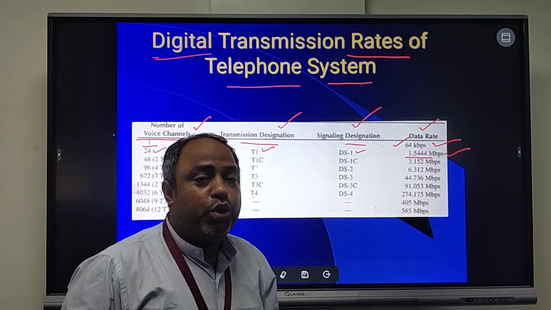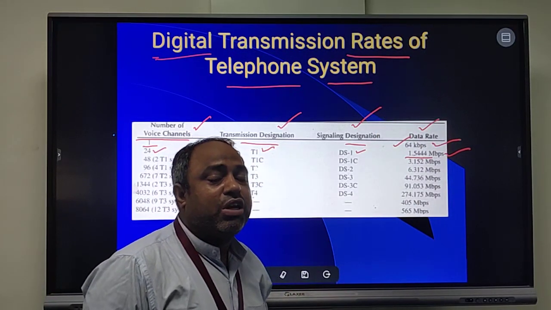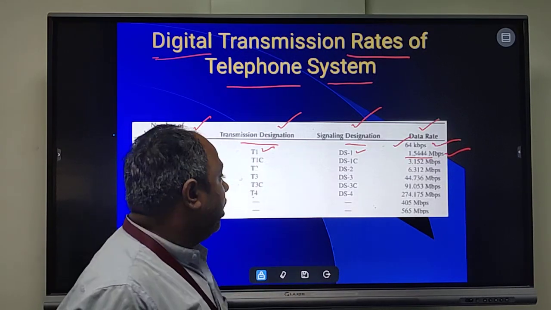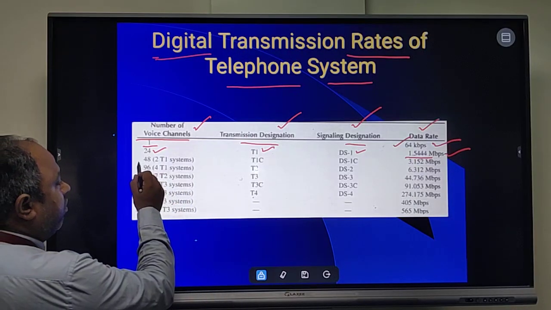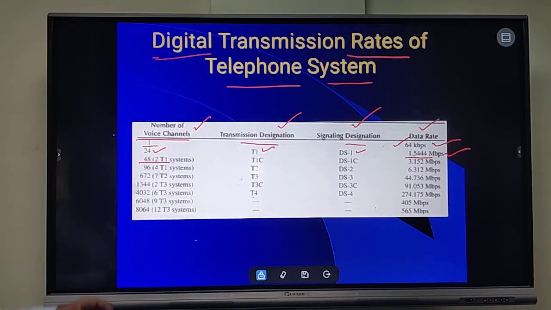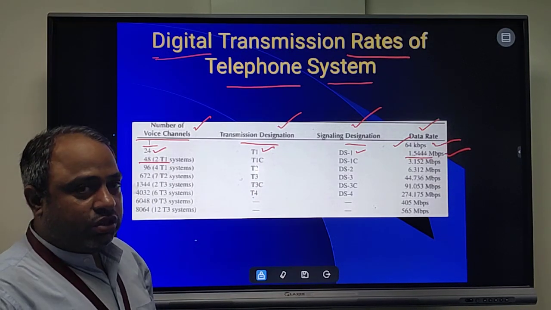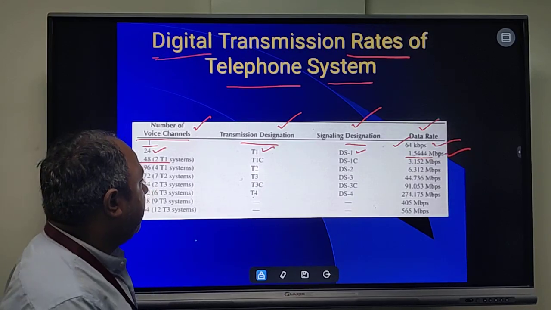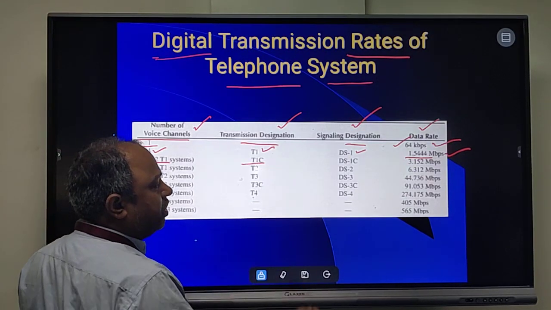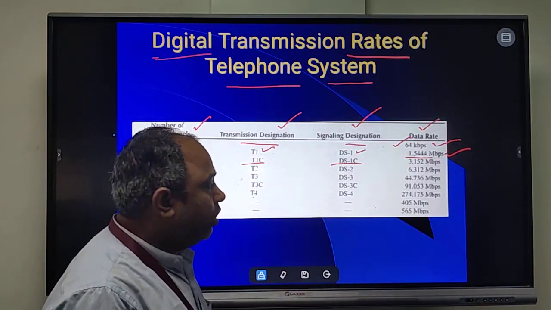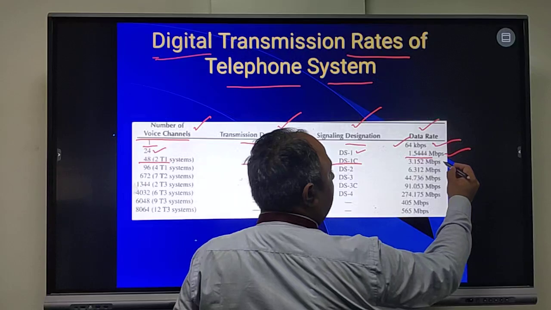So this is the beauty of optical communication. We can use a larger amount of data transmission with the help of this. Now we are talking about the second system, 48 channels. It means we use a T1 system where 24 signals are utilized in simultaneous transmission of that data. Now we use T1C transmission and the signaling designation DS1C, and the bit rate is almost double in that case.